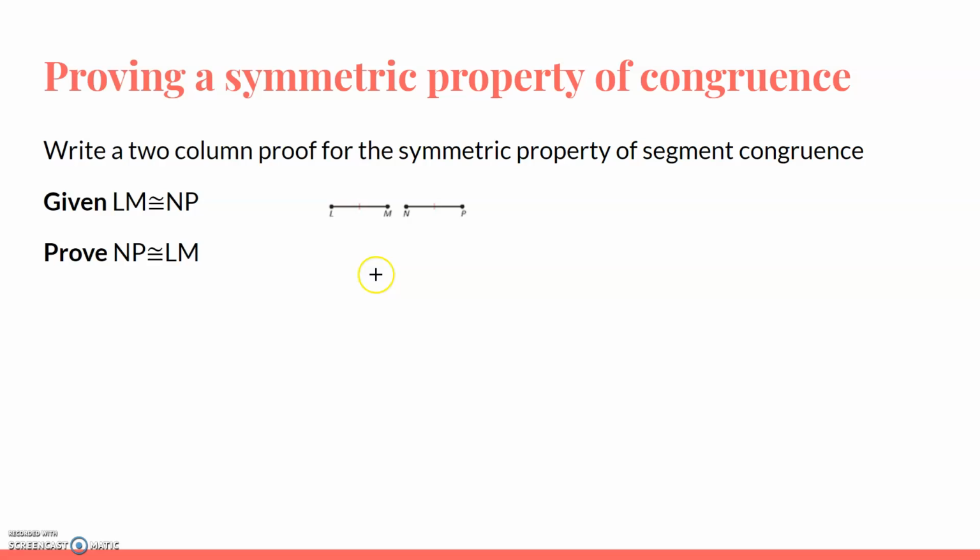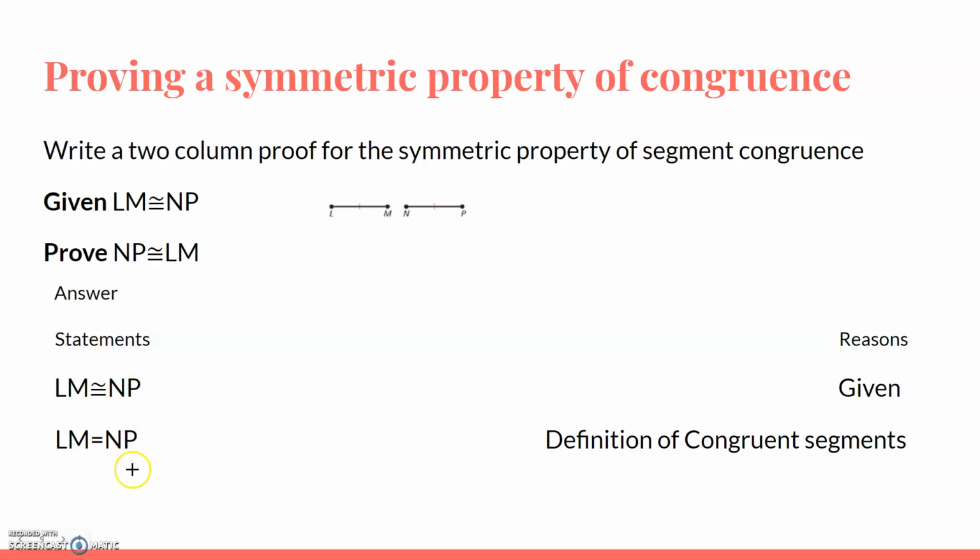Okay, so now that you're back, first off, let's start with our statements and our reasons. First off, LM is congruent to NP. That's our given. And then next, LM is equal to NP. That's the definition of congruent segments. If two segments are congruent, that means they're equal in length. And then NP is equal to LM. That's the symmetric property of equality. You're just flipping it, as we learned earlier.